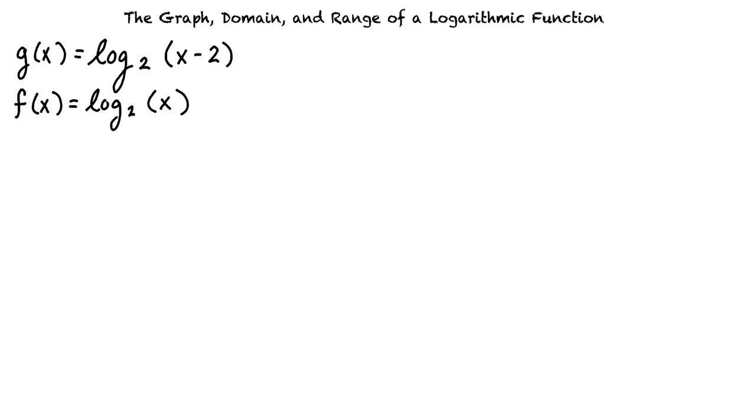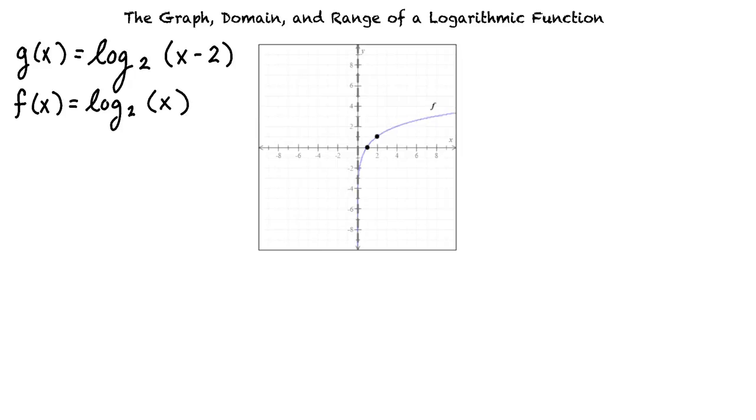So let's first look at the graph of the function f of x. We can graph the function f of x by plotting 5 points that it passes through. So for this graph, we can plot the points (4, 2), (1, 0), (2, 1), (1/2, negative 1), and (1/4, negative 2). How do we know that?